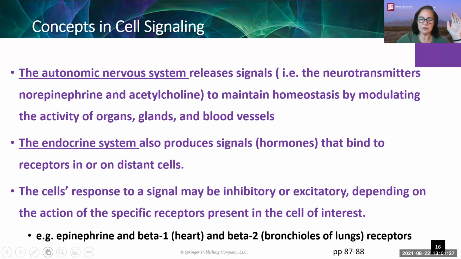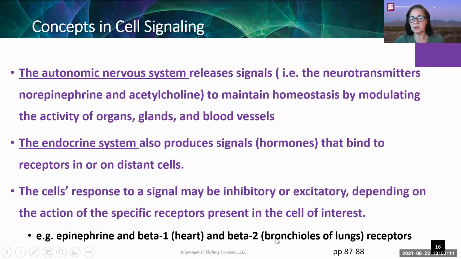A receptor referred to as a beta-1 receptor, these are found on heart muscle cells. They're going to respond in a way that's excitatory. When beta-1 receptors bind with epinephrine, it causes the heart muscle cell to contract faster and stronger. In contrast, same signal, epinephrine, but this time when it comes in contact with what's referred to as a beta-2 receptor, these are found on the smooth muscle cells in the bronchioles of the lungs. And actually, that's how I remember which one's which, is because I have one heart and I have two lungs. Yes, I shouldn't tell you these things, but this is how I remember things.